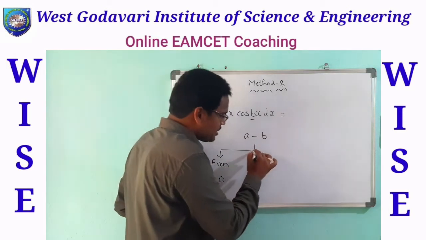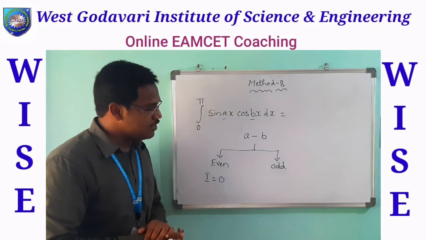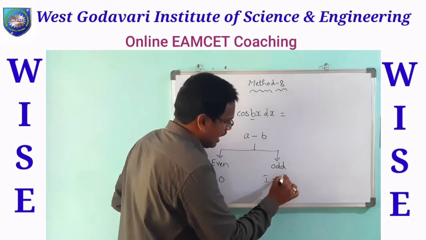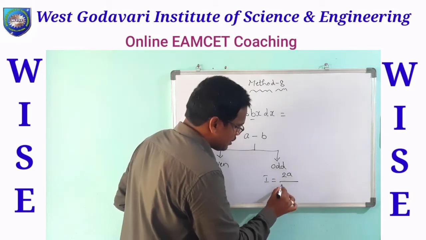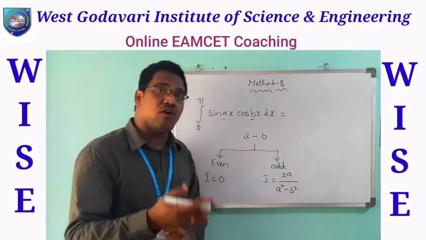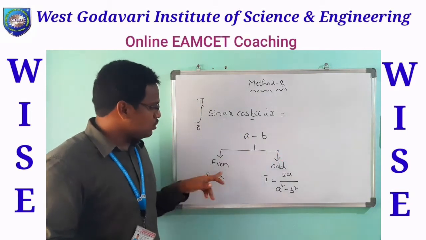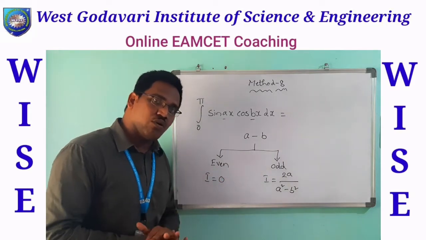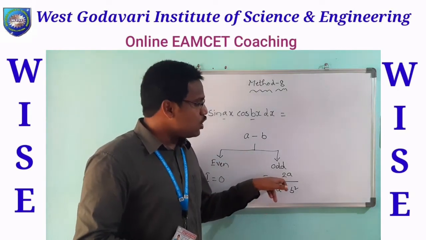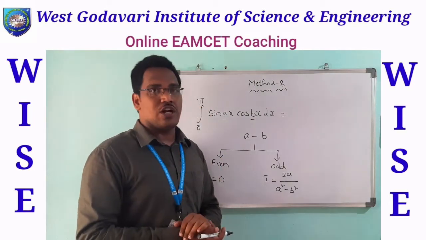Suppose the a minus b value is odd. In the odd condition, the result of the integration changes: the integration is equal to 2a by a square minus b square. Sometimes a minus b can also be 0, and of course then the integration is equal to 0. So if it is an odd number, the result of the integration becomes 2a by a square minus b square. And remember one thing, here a and b are constant values.